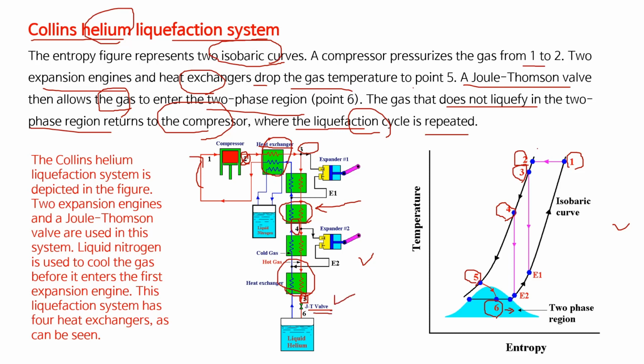due to the Joule-Thomson valve, the gas enters into the two-phase region, and some of the gas is liquefied, and unliquefied gas goes back to the compressor. So this gas going to the compressor is cold. Okay, this blue line is cold, and the gas from the compressor is hotter.